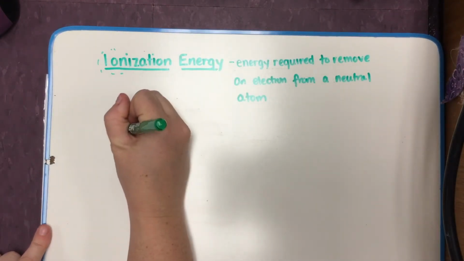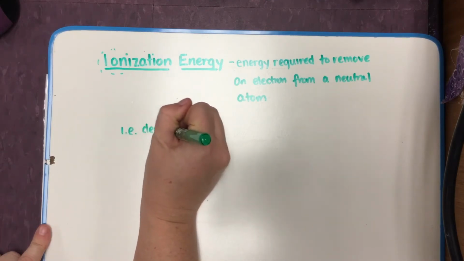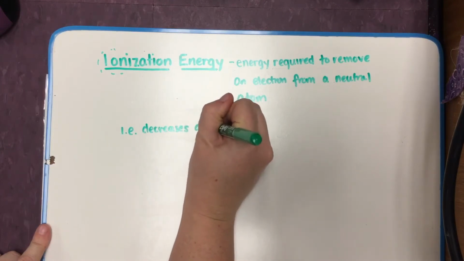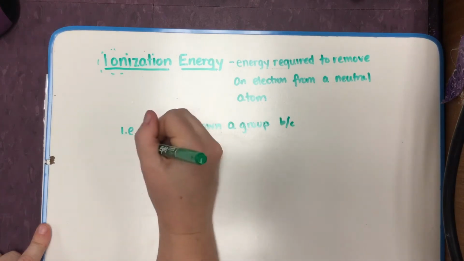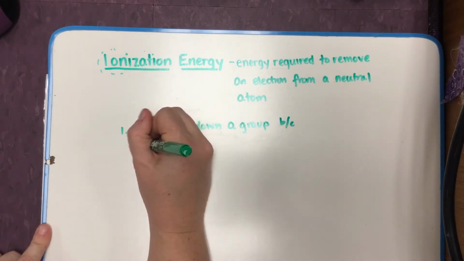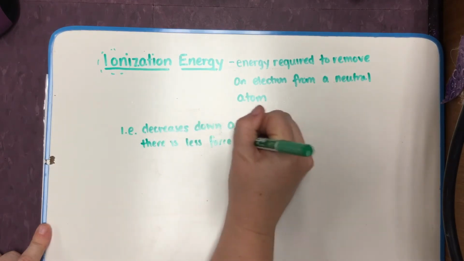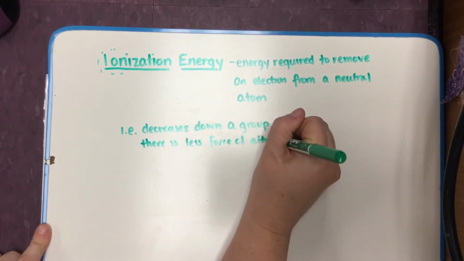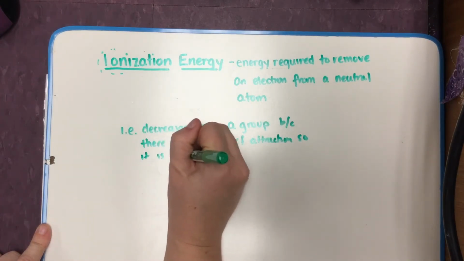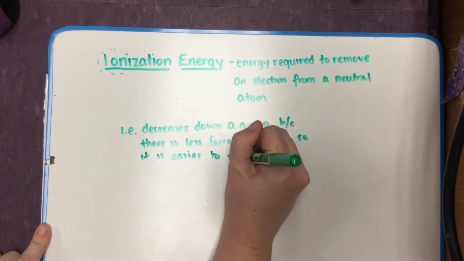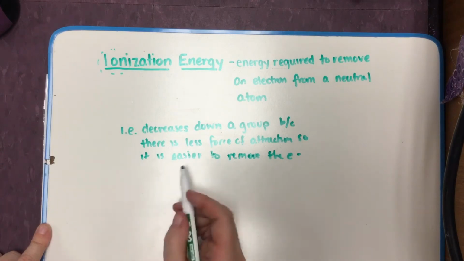So we could say ionization energy decreases down a group because there is less force of attraction, so it is easier to remove the electron. And we could say the exact opposite across a period then.